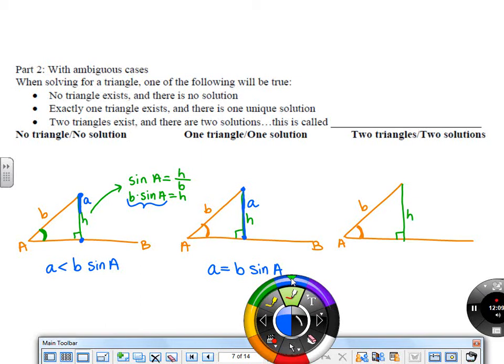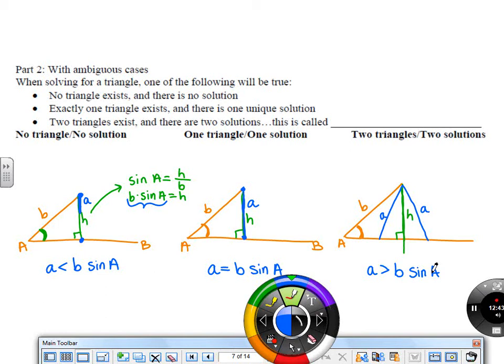So if side length A is slightly longer than the height, so that if you set it down on top of the height, it'd go down here and go past it, that means we're going to have to put it at an angle to make the triangle. And it can either go this way, or it can go this way. So we could lay side A here, or we could lay it here, which means there are actually two triangles we can build if that side length A is greater than the other side length times the sine of angle A. Okay? So notice in all of these that side length A is being compared to B sine A.